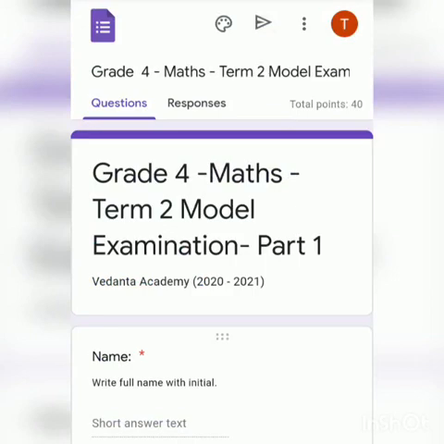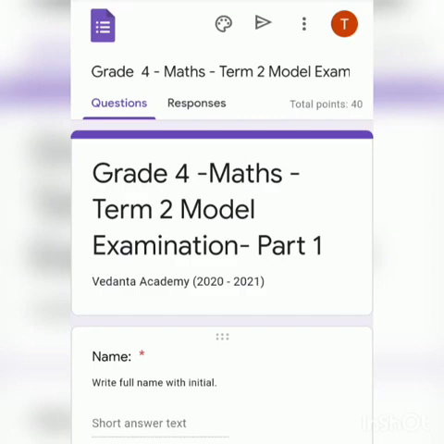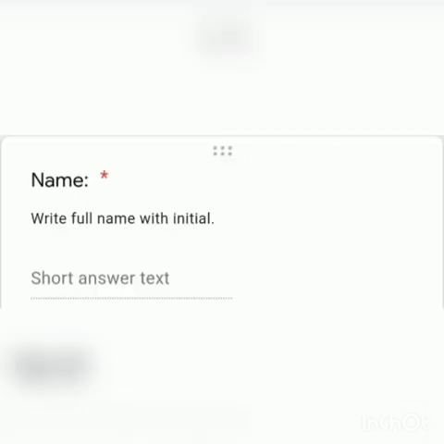This is the Google form. In this form, you are going to write a test for 40 marks. This Google form represents part A. In this part A, I have given 40 questions for 1 mark each. You have to choose the answers for all the 40 questions. First step is you have to write your name with initial. Kana, you have to fill in your name with initial.